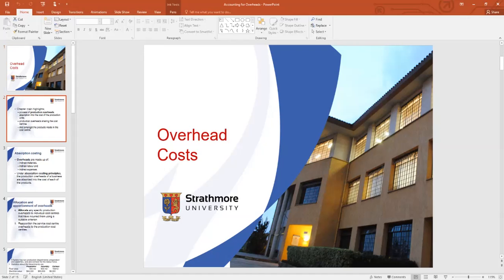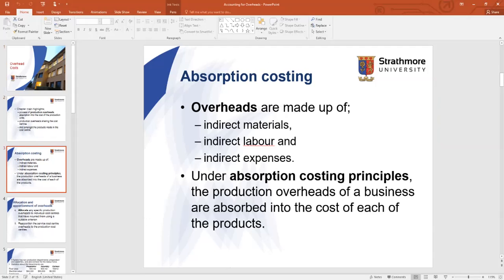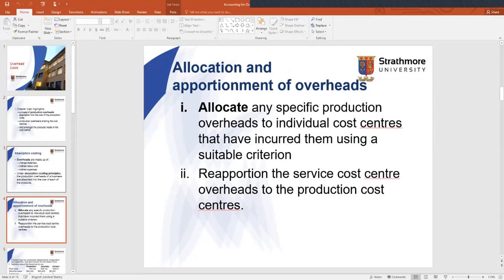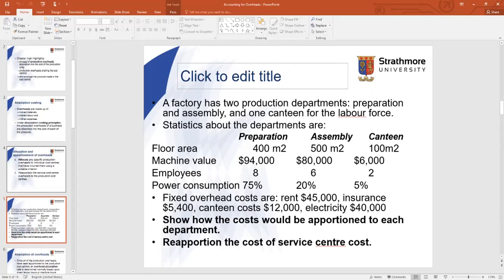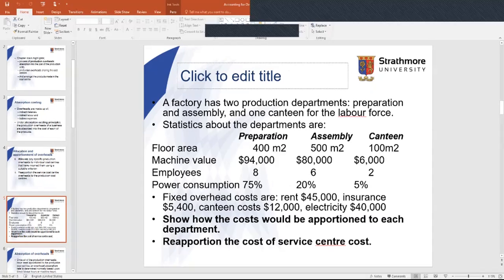We went ahead and discussed how we allocate and how we apportion overhead. When it comes to the allocation of the overheads, you have to be quite careful on what basis you're going to use. Do we use the floor value to get the rent, for example? Insurance cost, we use the machine value. So the basis of cost allocation is going to be based on logic. It's more towards the logic side of it.